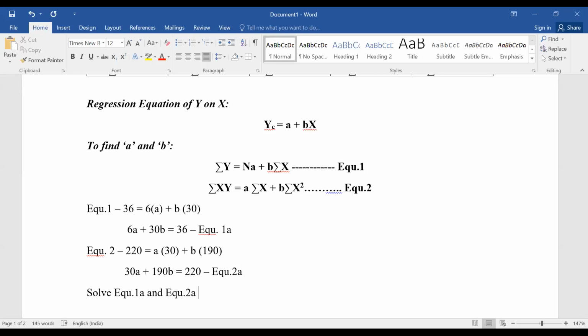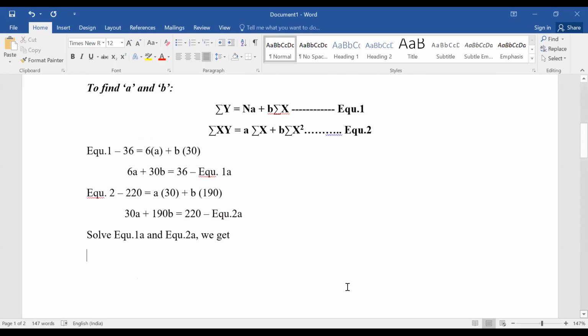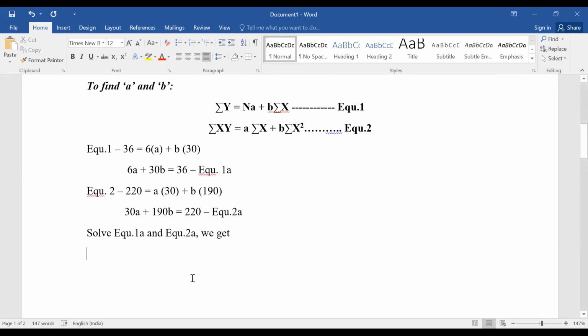We use the elimination method. You can follow any method, elimination or substitution. Which one can we eliminate, a or b? I think better to eliminate a, because in equation 1a, 6a is there, and in equation 2a, 30a is there. So which number should we multiply with 6 so that we get 30a? 5. Very good. So equation 1a will become like this.